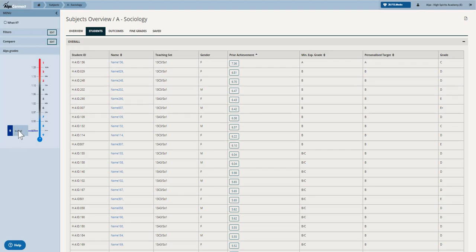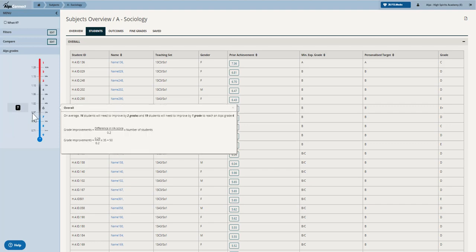If I want to look at what I need to do, then I can click on this 9 on the thermometer here and drag it up. Let's just be realistic. Let's just drag it out of the blue and drop it in a 6. 16 students by 2 grades, 19 by 1 grade. So that's a big ask.